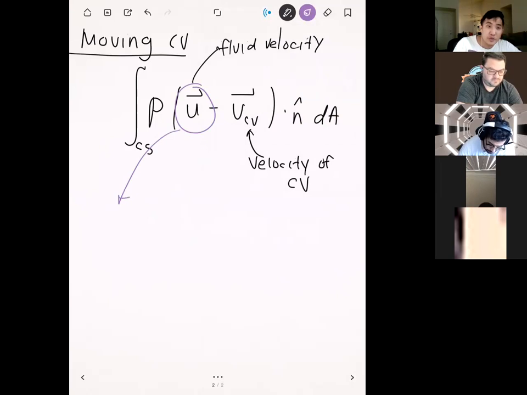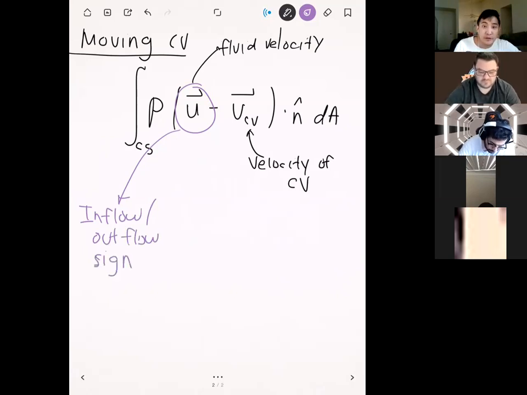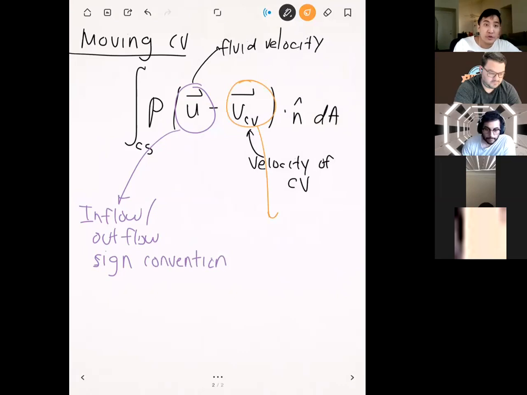And I think what I said at the end of class on Monday was that the sign convention for the fluid velocity only respects whether it's an inflow or outflow. So whether this velocity is positive or negative only depends on if it's at an inflow or outflow. While for this velocity right here, the sign convention is the typical one: if it's going to the right, it's positive, going to the left, it's negative. So this is Cartesian sign convention.